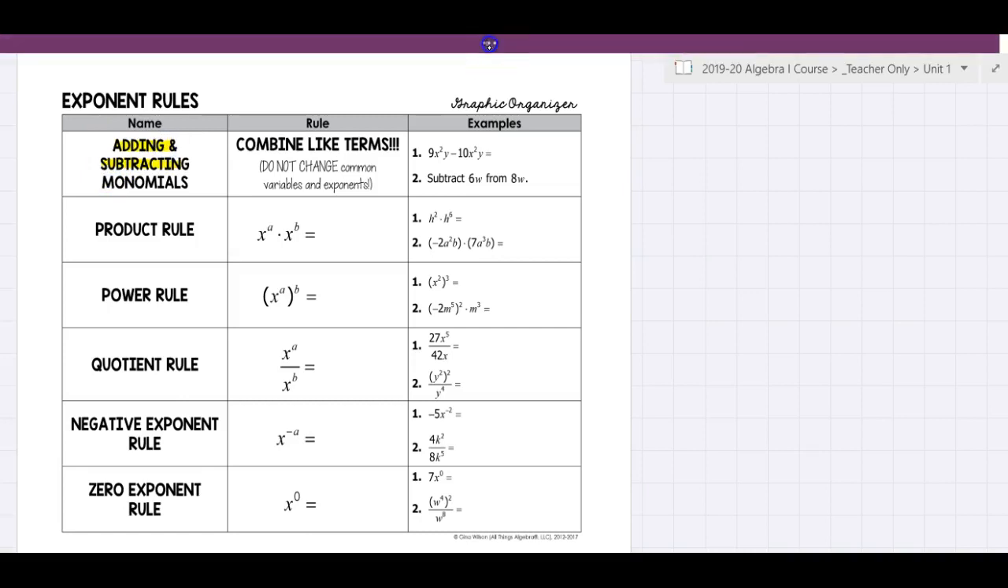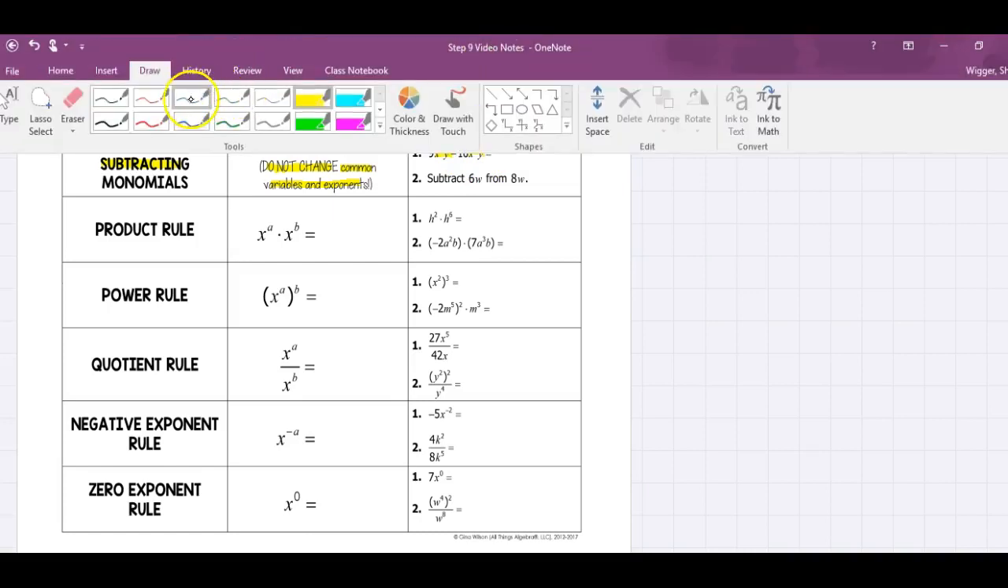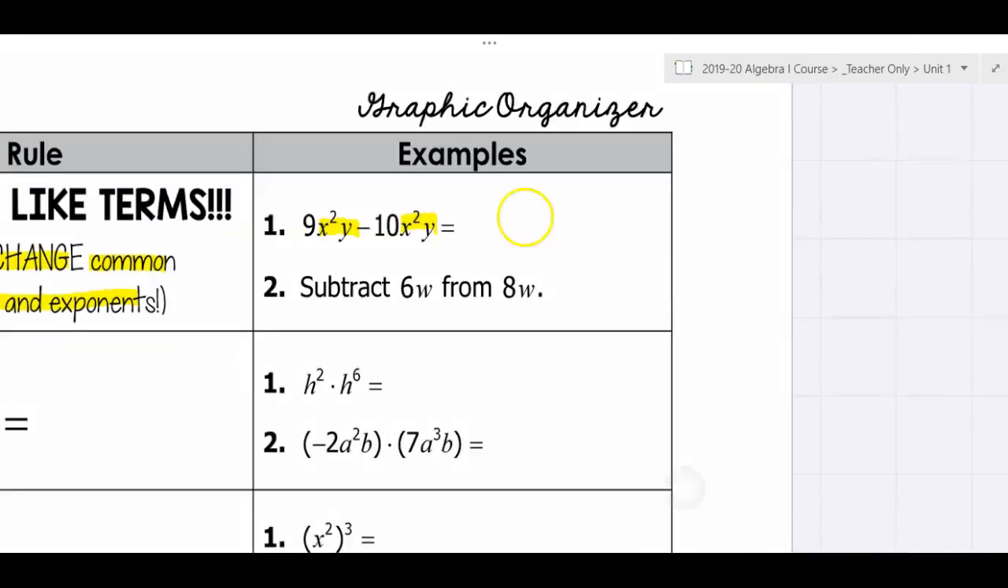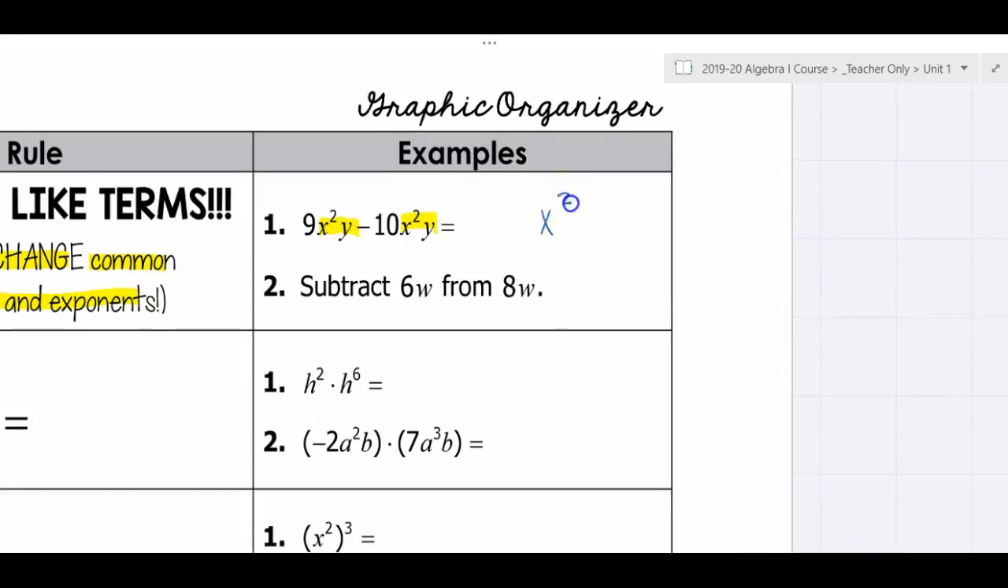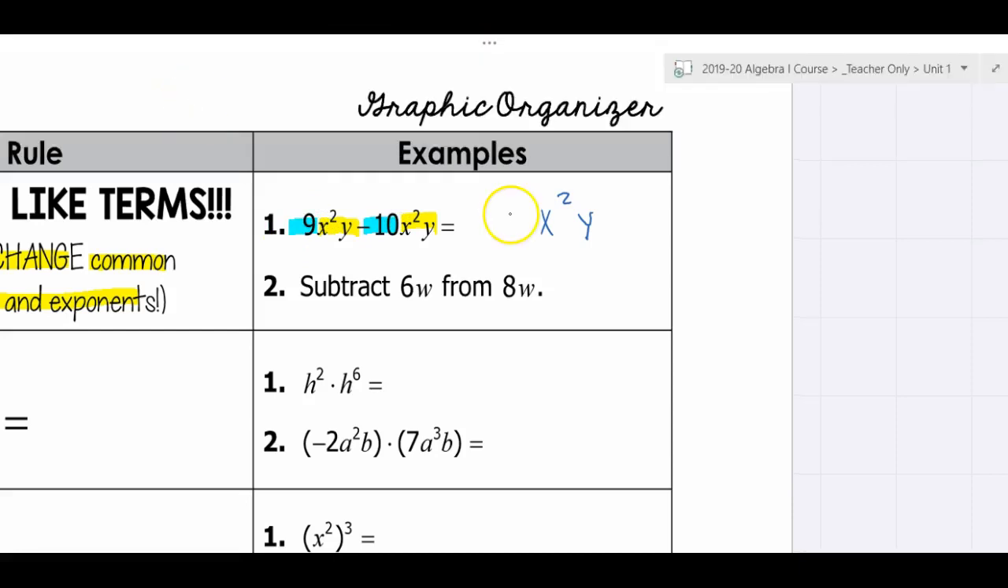We don't change the common variables and exponents. They have to have the common variable and exponents in order to be combined in the first place. We can't add and subtract them unless they match exactly. So I'm going to leave x squared y alone. And I'm now going to look at the numbers, the positive 9 and the negative 10, which is negative 1. I write the negative and the 1 is invisible. I have negative x squared y.